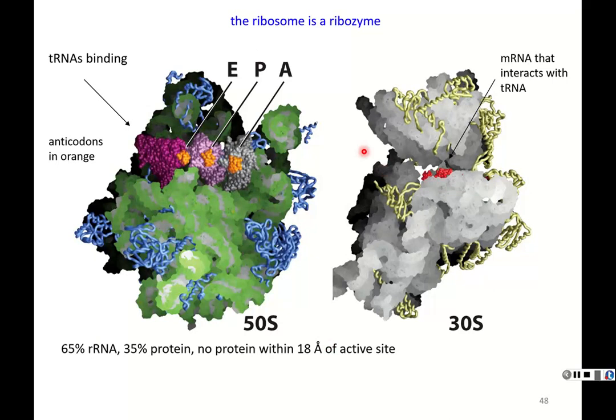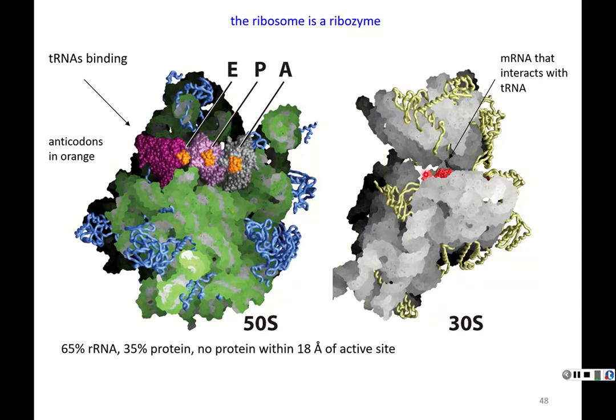The tRNAs bind in three different sites: E, P, and A. We'll see other figures that explain these, but this is just using a crystal structure to show the relative positions of those. And the ribosome is a ribozyme: a piece of RNA, in this case RNA and protein, that catalyzes a reaction.